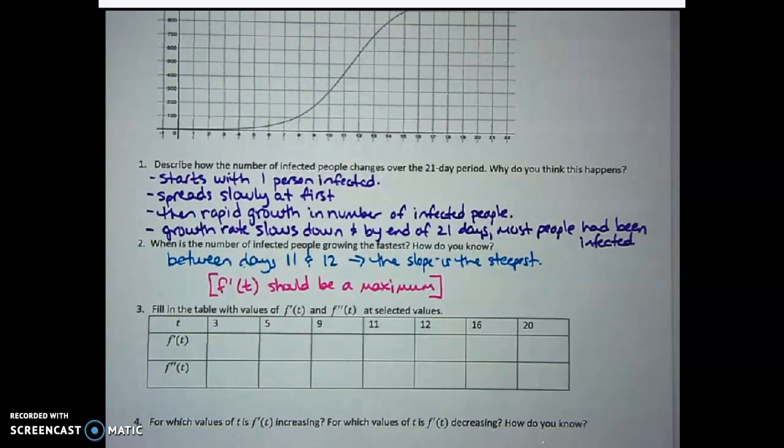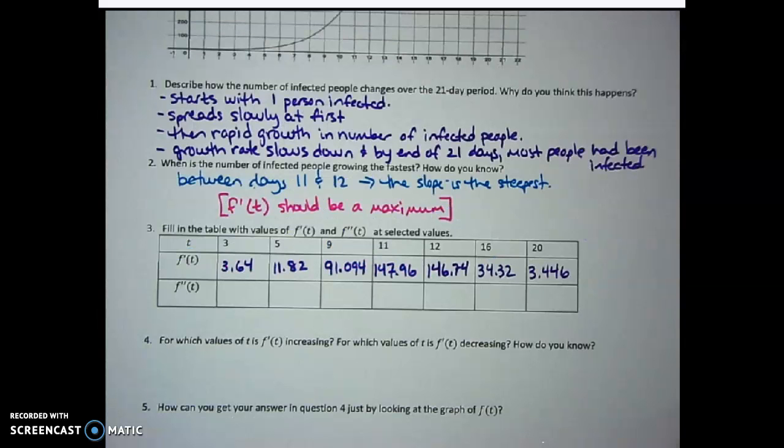Now I want you to go ahead and fill in the table with f prime of t and f double prime of t at those selected values. I'm going to go ahead and fill in this table. I basically used my graphing calculator, and if you need a reminder on how to do that, you should definitely come to class and ask that question, and we can go over that. Now I filled in the values for the first derivative, and I want to pause a second to look at what's happening.